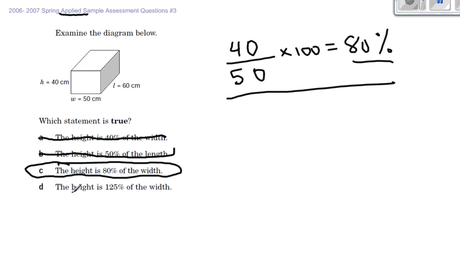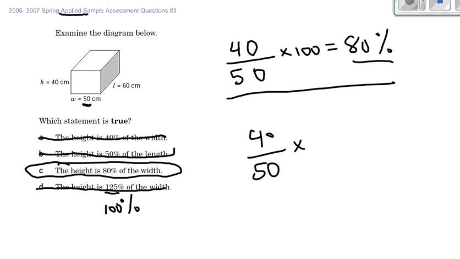And just to check this one, the height is 125% of the width. Well, if it's more than 100%, then it needs to be a bigger number. The height is not a bigger number, so it's definitely not D. So make sure you can calculate percent, and basically calculating percent is what you do when you get a quiz. If you got 40 out of 50 on a quiz, most students immediately pull out their calculator and do this math anyway. So we should be able to calculate percentage of.